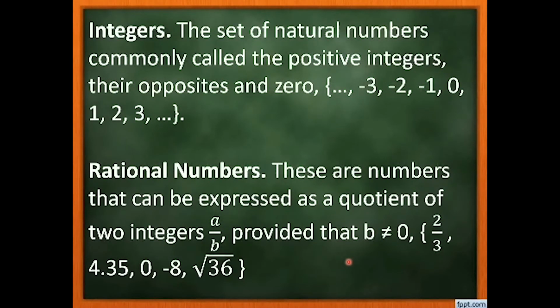Tanong, ma'am, ang yung integer po ba, the whole numbers and the counting numbers can be considered rational numbers? The answer is yes, because whole numbers, counting numbers, and integers can be expressed as a quotient of two integers, can be expressed as a fraction. Therefore, all of those numbers are rational numbers. Okay? Then, the last one, we have the irrational numbers.